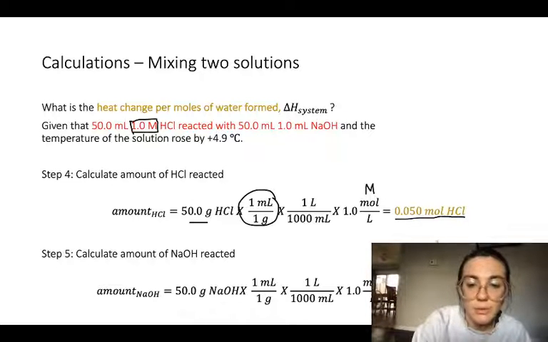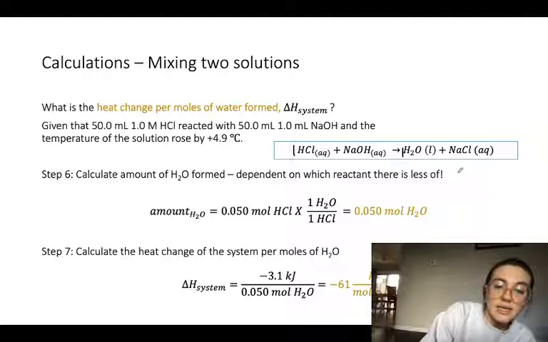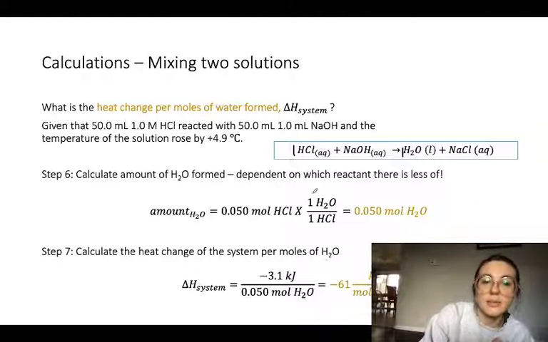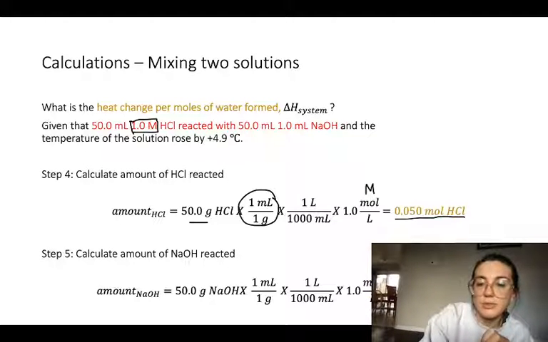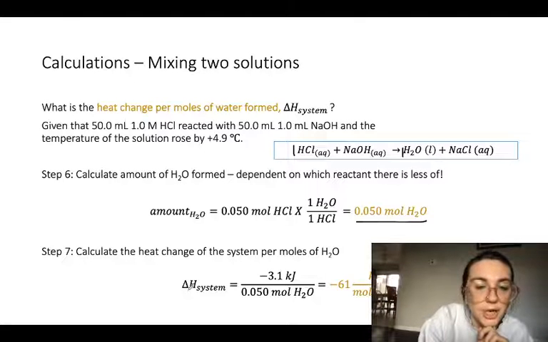Great. Notice we have equal amounts. That means they're going to neutralize really well, because it's the same thing for our sodium hydroxide. And then what we're going to do is it says, what's the heat change per mole? So I have my moles of HCl, and I multiplied that by my 1-to-1 ratio here. And because of that, the heat of the system is going to be the same, because again, like I said, it's equal amounts of HCl and NaOH. So we just take HCl. This is how many moles of water we have because of the 1-to-1 ratio.